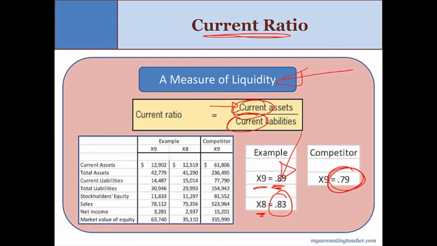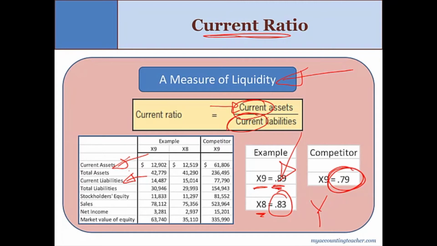And now we're down to the question. Why? Why is our competitor at 0.79? Why are we at 0.89? Who's got the better current ratio? And that requires us to drill down deeper and deeper, get to know more about the company and the composition of its current assets and its current liabilities.